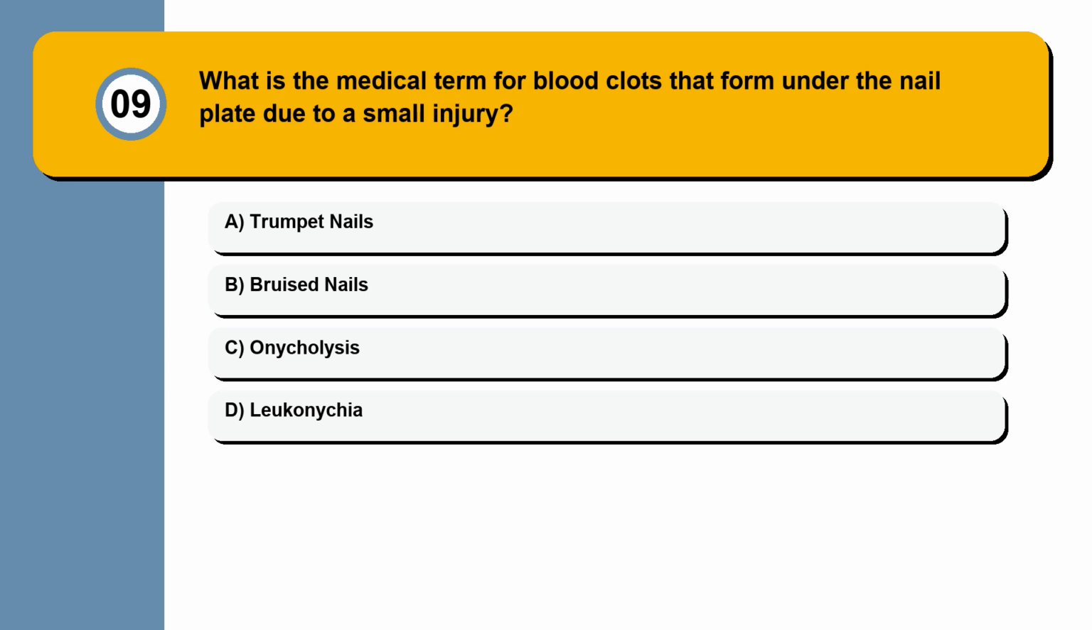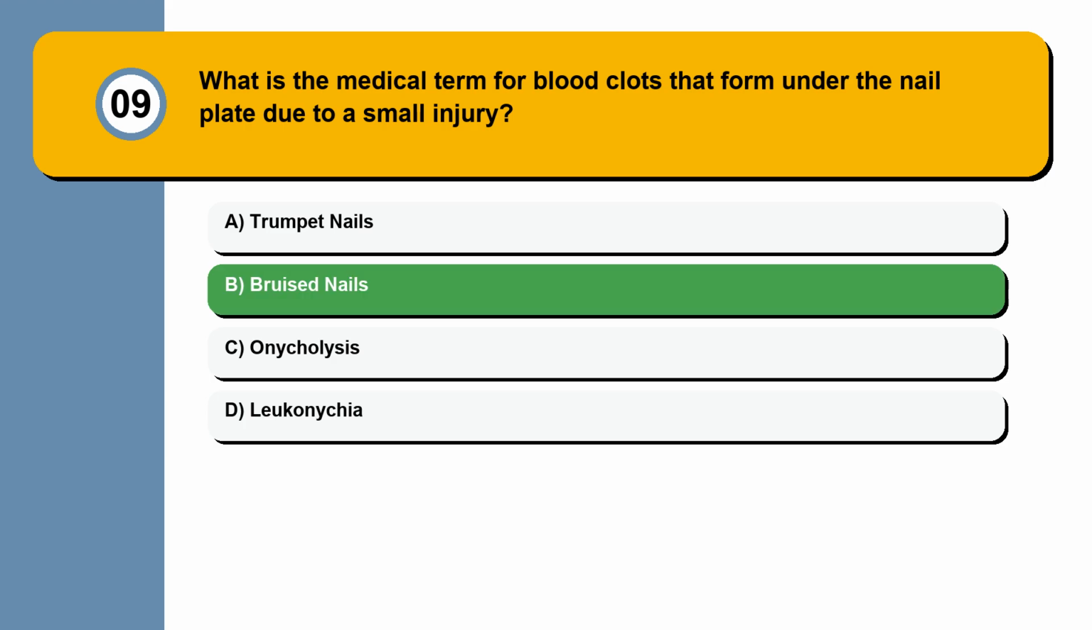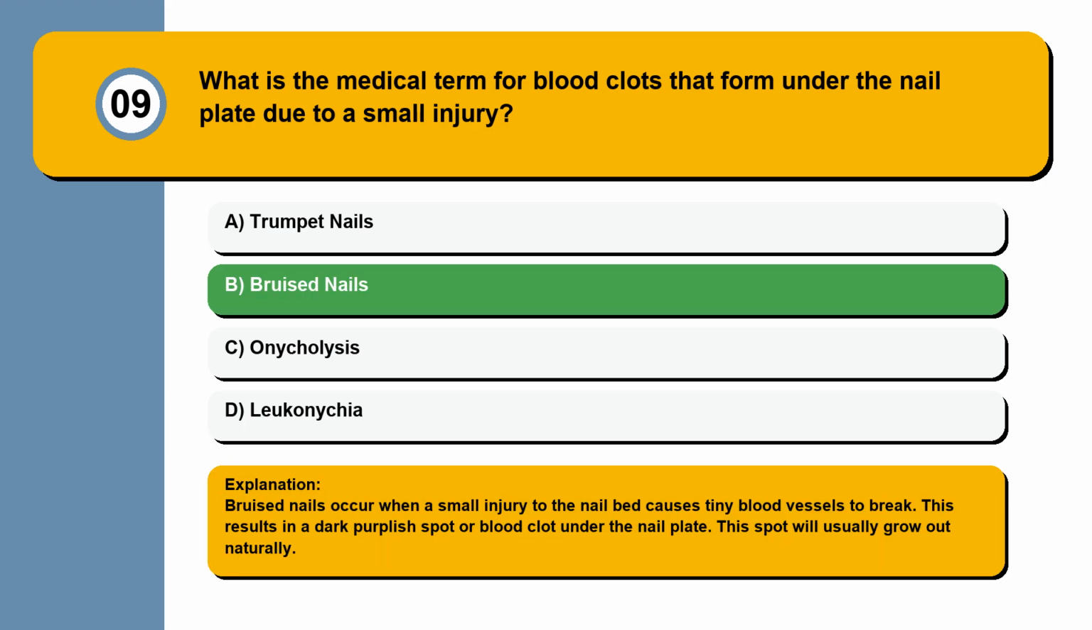Question 9. What is the medical term for blood clots that form under the nail plate due to a small injury? Trumpet nails, bruised nails, onycholysis, leukonychia. Bruised nails occur when a small injury to the nail bed causes tiny blood vessels to break. This results in a dark purplish spot or blood clot under the nail plate. This spot will usually grow out naturally.